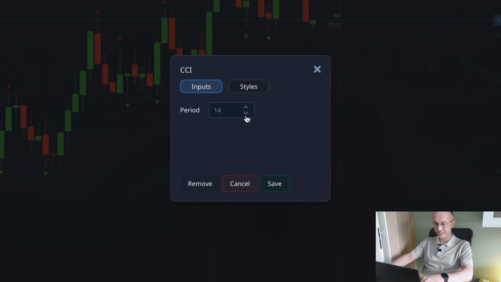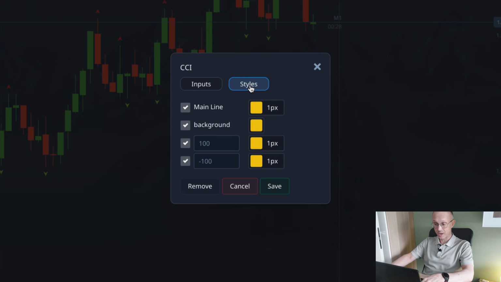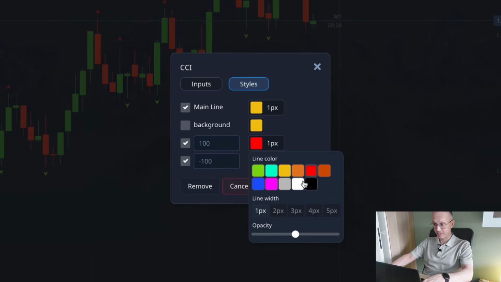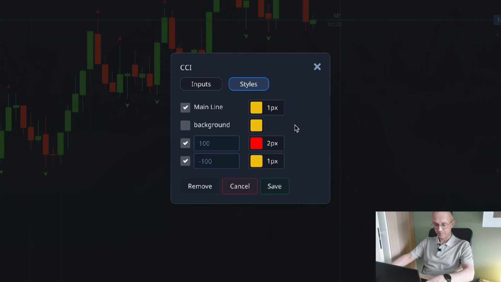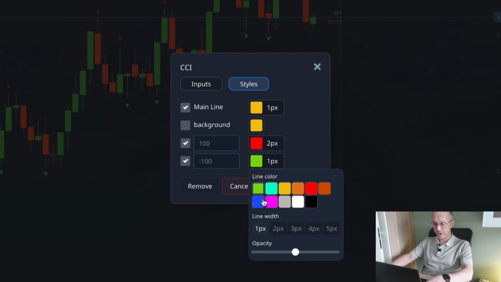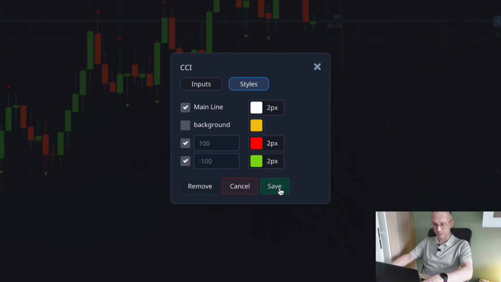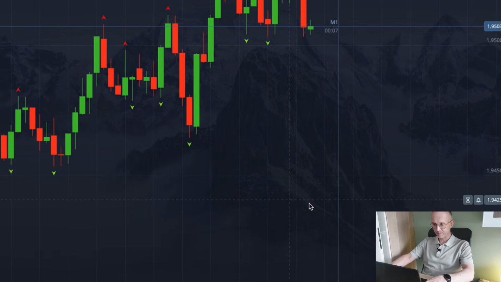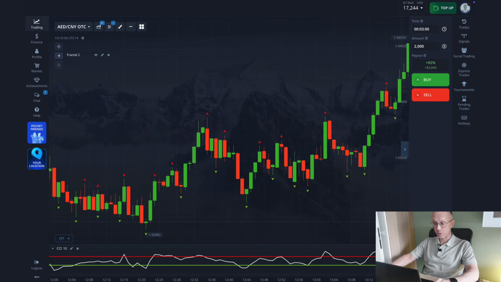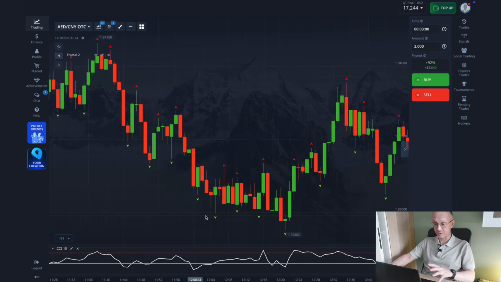Let's configure the CCI indicator next. Let's set period to 10, go to Style and disable background. Set line 100 to red, set the width to 2 and move opacity to the right. Let's set the -100 line to green, set the width to 2 and move opacity to the right. Set main line to white, set the width to 2 and save. So, the indicators are ready to go, and friends, if you trade on your phones, configure them in the same way.